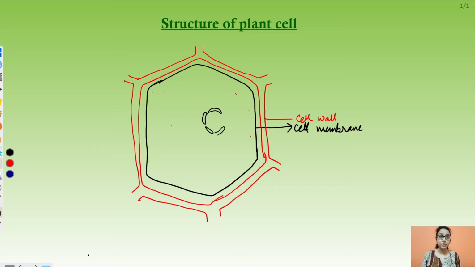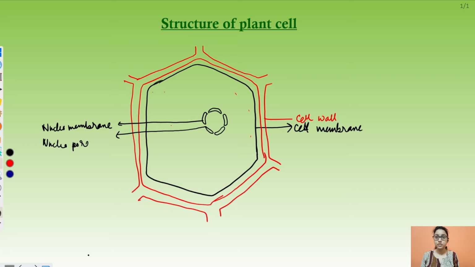This nucleus is well organized as it has a nuclear membrane, the nucleomembrane, and in this nucleomembrane there is the presence of certain pores. These pores are called nucleopores. Through these nucleopores, certain proteins and nucleic acids can pass through.